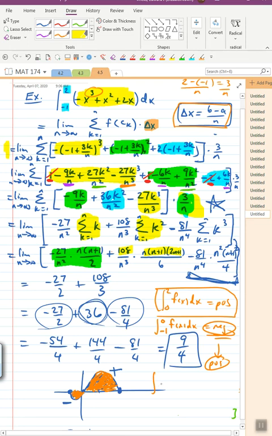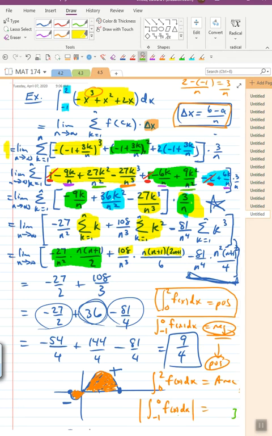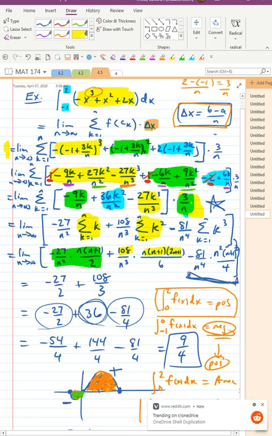So let's put it this way. Integral 0 to 2 of f is the area in orange, and the absolute value of the integral negative 1 to 0 of f of x dx, that's the area, let's say in green, which is this part. Make sense? Yeah.